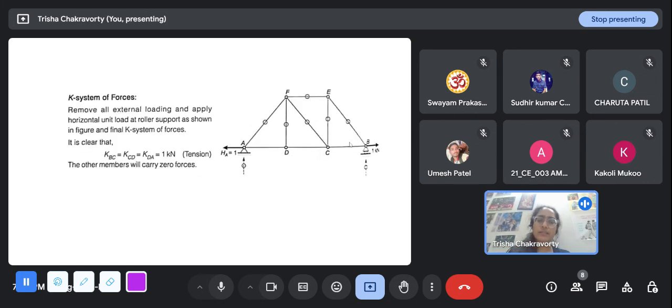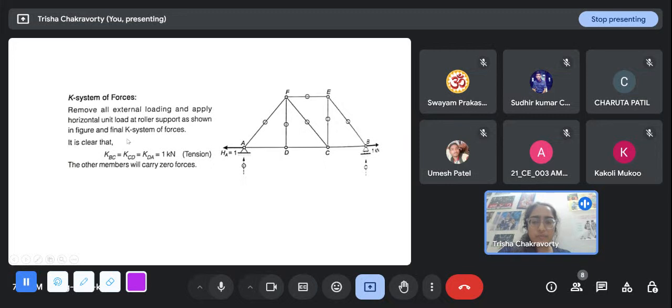So I remove all the external loads and I put a 1 kilonewton in the left direction here. And then when I am solving the support reactions, I'll see that this HA will be 1, because I'll just solve, I don't have any other horizontal force, so this will be 1. And there will be no reactions here, I think. We'll find out that the RA and RB will be 0 in the vertical direction.